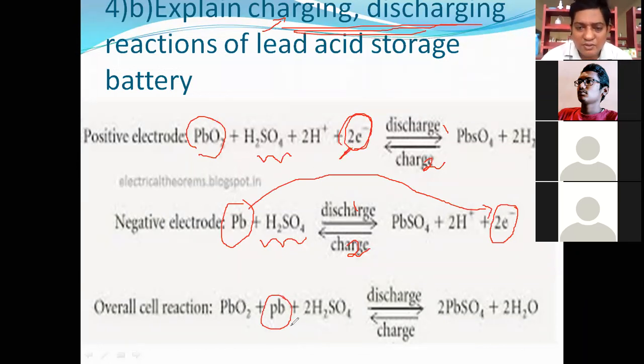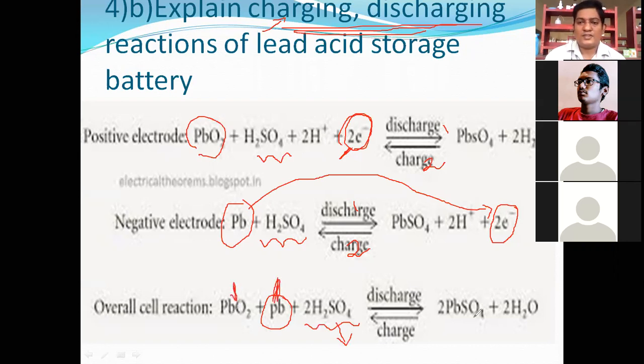Now, I'm taking the overall reaction here. Lead plus lead oxide in the electrolytic medium sulfuric acid, H2SO4. Then the reaction is known to be a redox reaction, where lead is oxidized and lead oxide is reduced.